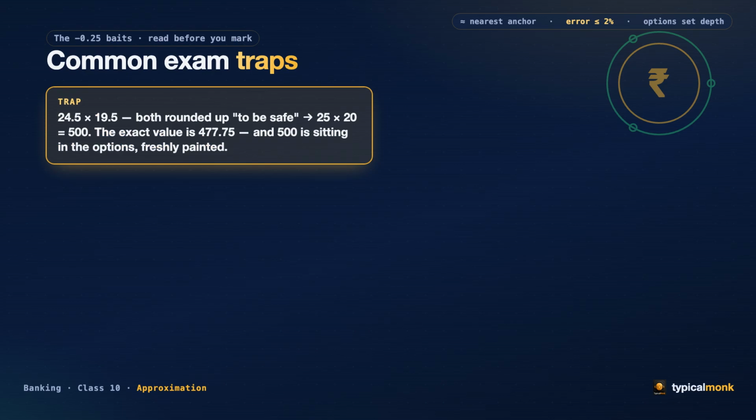The minus 0.25 baits. Trap 1, 24.5 into 19.5. Rounding both up to be safe, 25 into 20, 500. The exact value is 477.75, and 500 is sitting in the options, freshly painted, waiting for you.